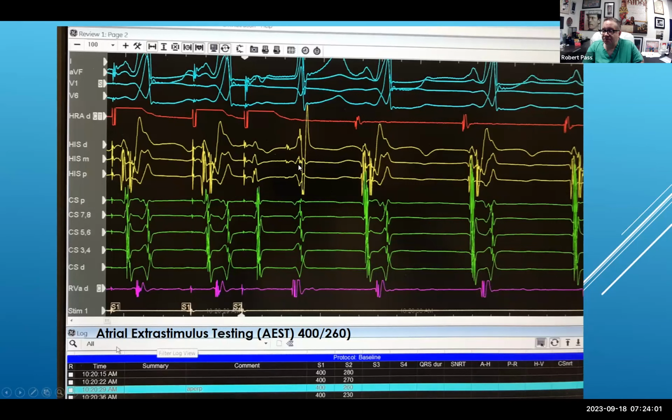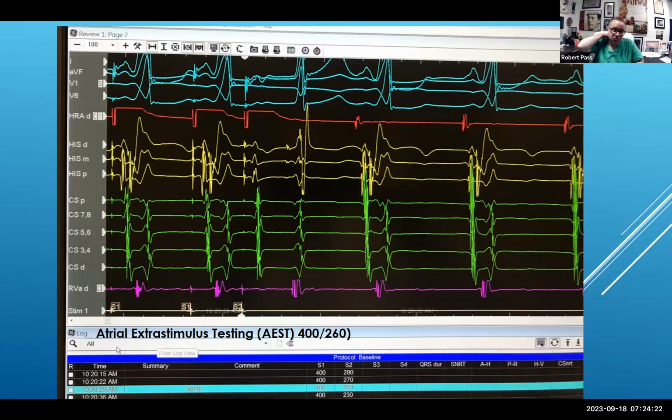Clearly, if our ablation catheter looked like this when we were mapping, we would say, well, this is not a safe place to ablate because we are actually recording a His signal. And we know that the interval between the P wave, the A, and the His is the AV node. So we would be presumably too close to the AV node.